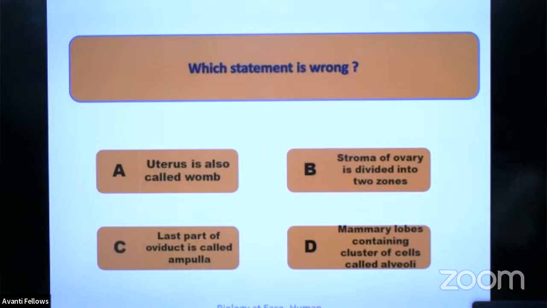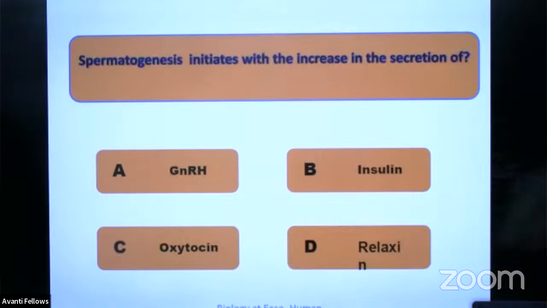Then come to the next option. The last part of the oviduct is called the ampulla. Which statement is wrong? Option C is the correct answer, because the last part of the oviduct is not called the ampulla. Ampulla is in the middle region only. So here the correct option is C only, right? Then we will move to another one, question number 17.